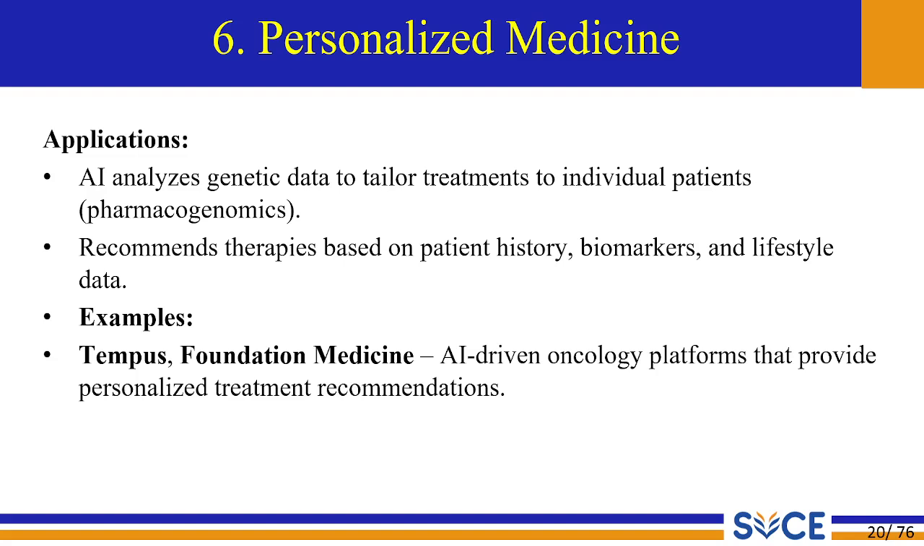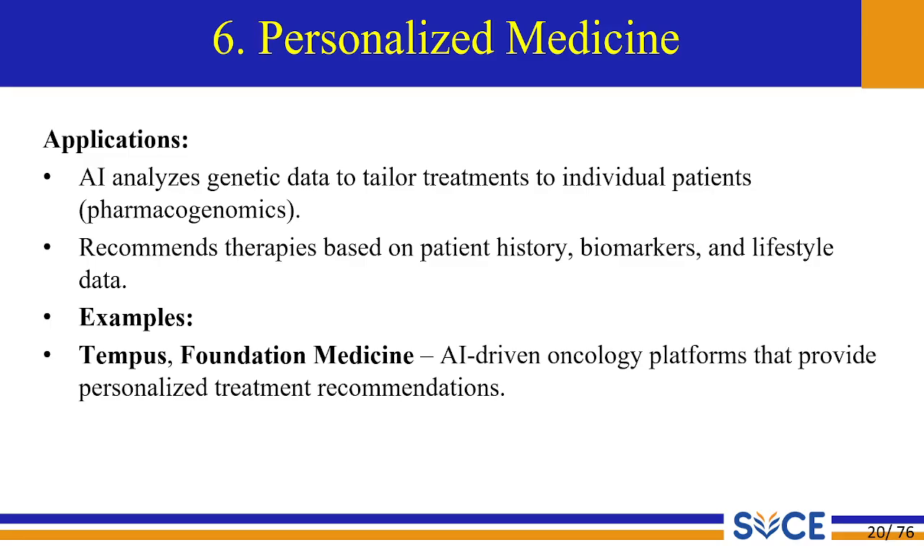Now we are stepping into one of the most exciting areas of healthcare, personalized medicine. Instead of a one-size-fits-all approach, AI helps doctors create treatments tailored to each individual patient. Here's how it works. AI analyzes your genetic data. This is called pharmacogenomics, to see how your body might react to different medicines. It combines this with the patient history, biomarkers, and lifestyle data to recommend the best therapy just for you.